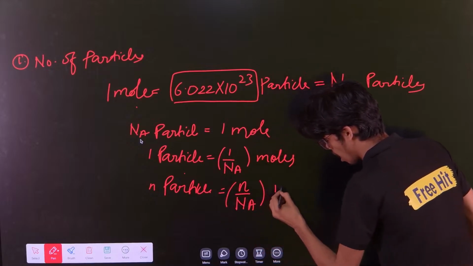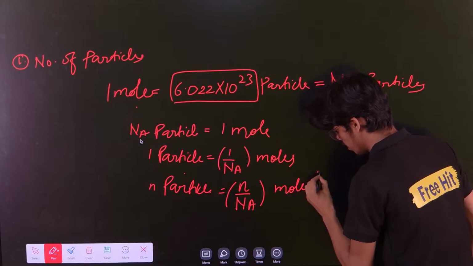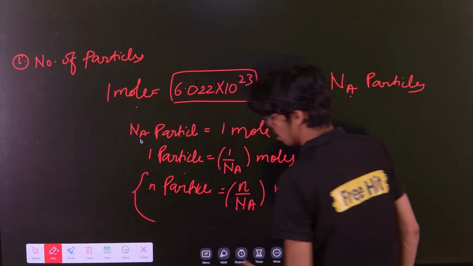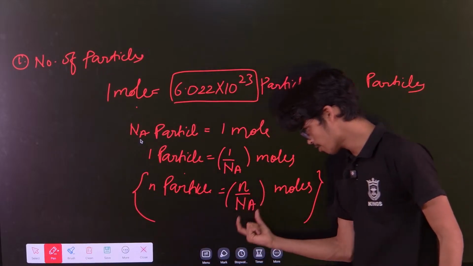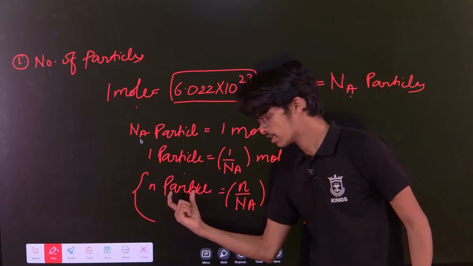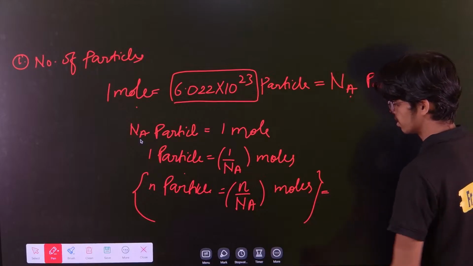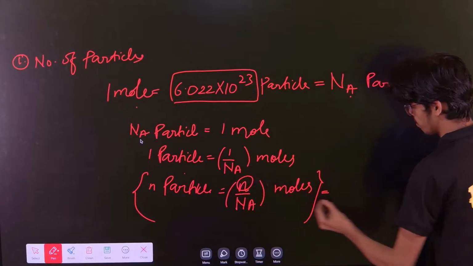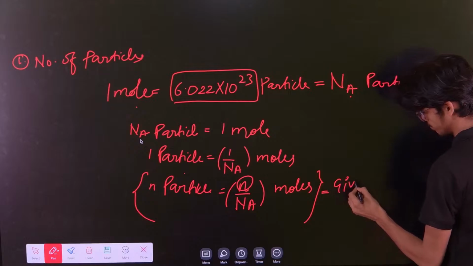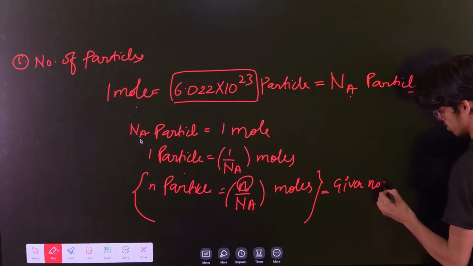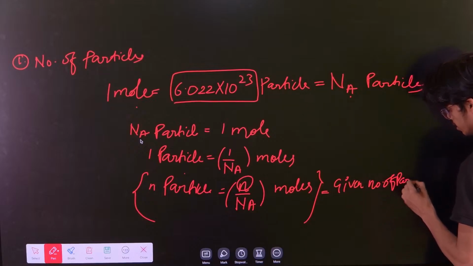Understandable? That is how you get the formula. Is it clear for you? How do you find out the number of moles from the number of particles? So what is the formula? Can you tell me? The formula says given number of particles. So how many particles are given to you actually?